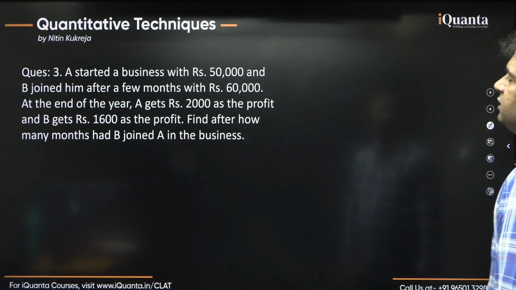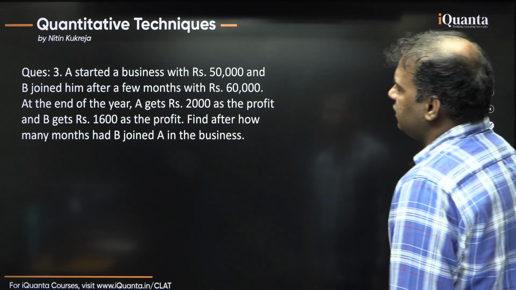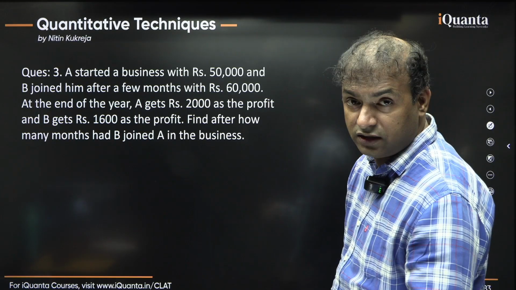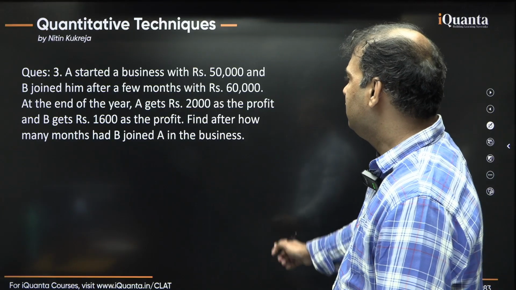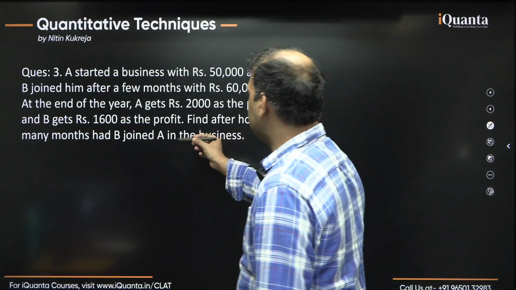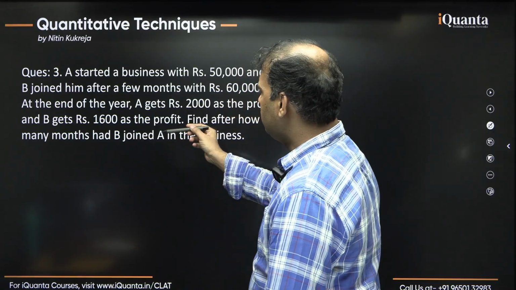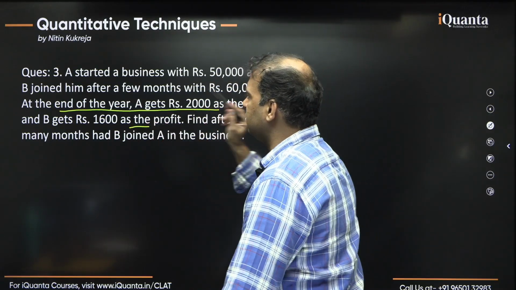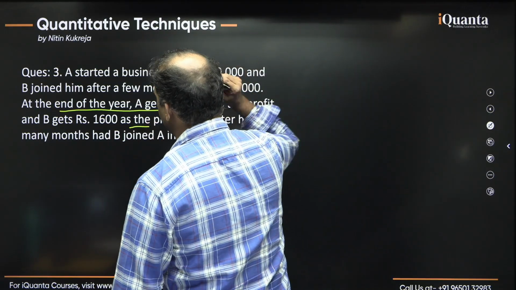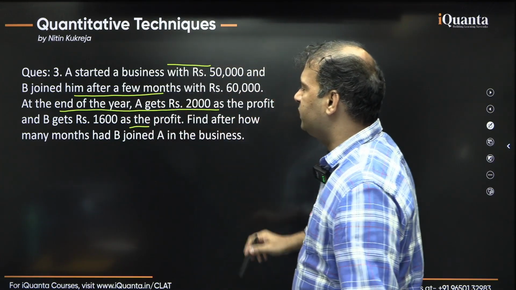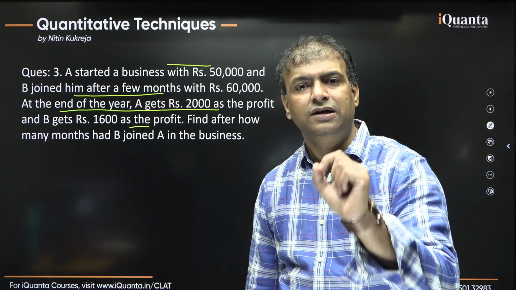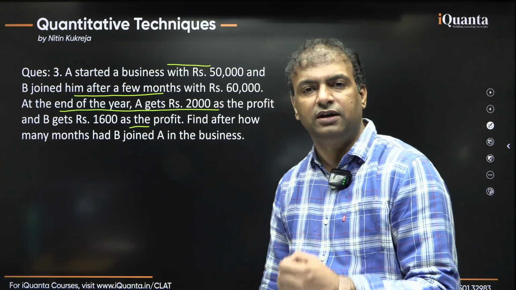All right, so what shall we do? One thing is sure, that they have not worked in this business for the same time period. Why? Because the profit is given at the end of the year. It was mentioned actually, right? At the end of the year, A gets this and B gets this, right? And A started in the beginning, but B started after a few months. So one thing is sure, that they are not investing for the same time period, and hence such kind of partnership will be the compound partnership.